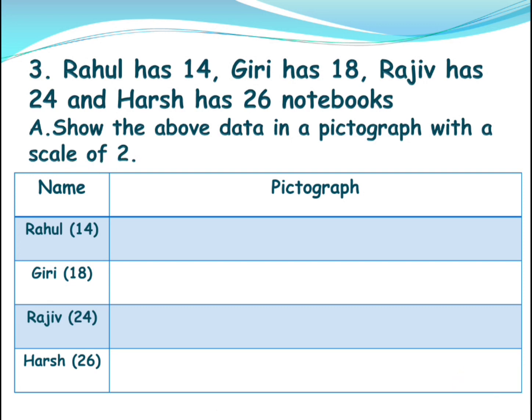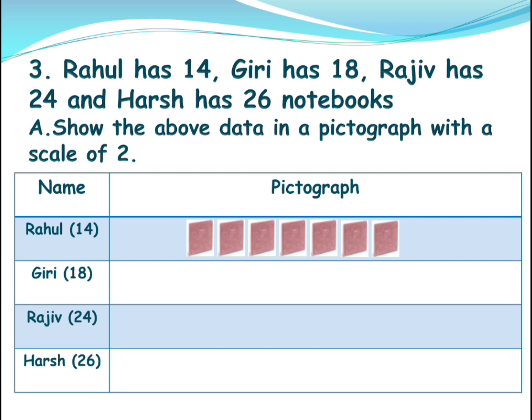That means you have to divide the number of books they have by 2. So if the scale is 10, divide by 10. If the scale is 5, divide by 5. If the scale is 3, divide by 3. Here the scale is 2. So the number of books Rahul has should be divided by 2. That is 14 divided by 2, and you will get 7, because 2 sevens are 14. So you will draw 7 notebooks: 1, 2, 3, 4, 5, 6, 7 notebooks. That tells us Rahul has 14 notebooks.